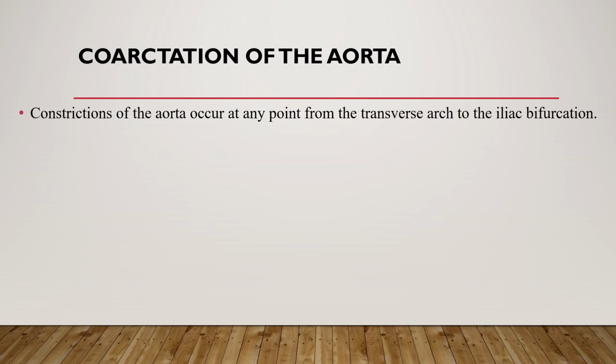The most common congenital heart disease that causes acyanotic heart disease due to pressure overload, or an obstructive problem, is coarctation of the aorta. Constriction of the aorta occurs at any point from the transverse arch to the iliac bifurcation. Coarctation of the aorta is classified into juxtaductal coarctation and preductal coarctation, and the most common type is juxtaductal or postductal coarctation. It's responsible for more than 98%.